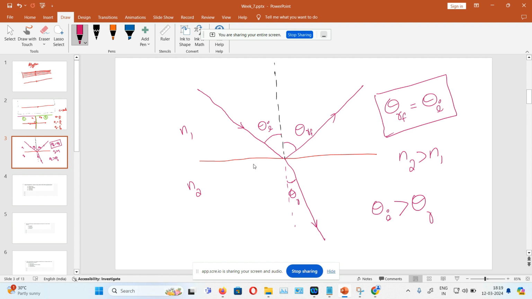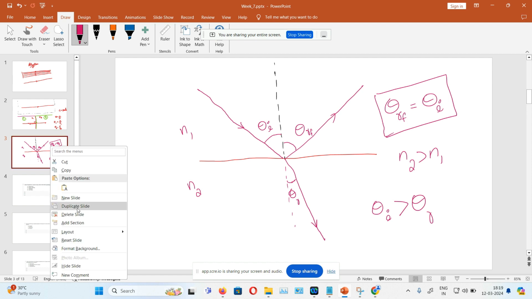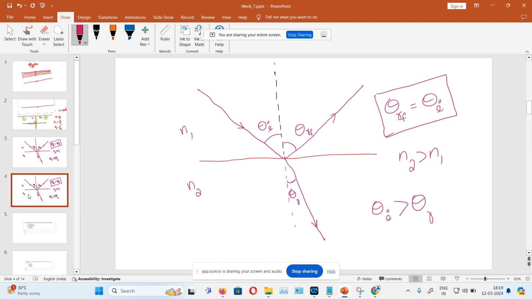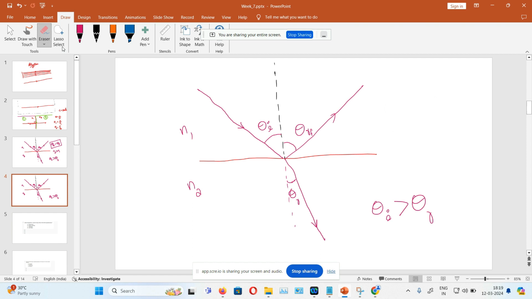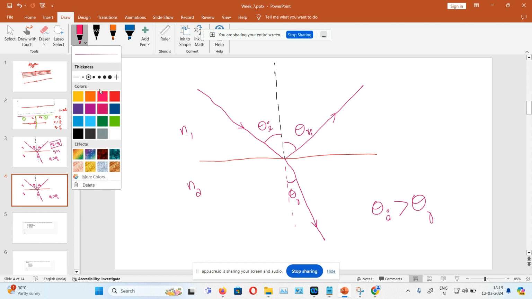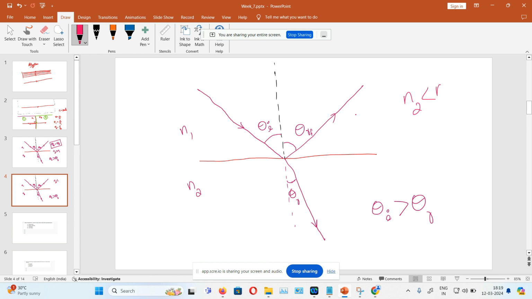Now comes the other condition. What happens? Now the condition is that n2 is less than n1. What will happen? The speed of light in medium 1 is less and the speed of light in medium 2 is high.